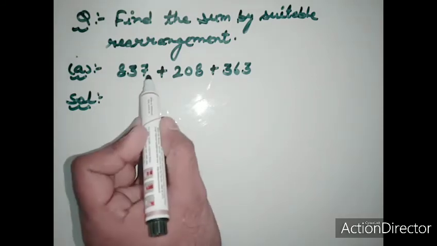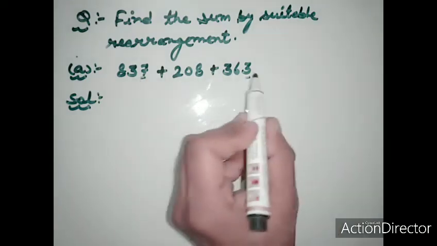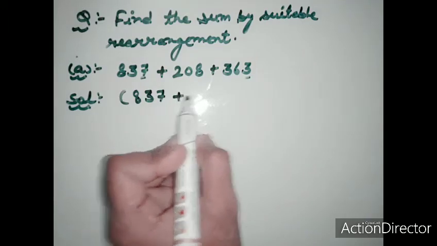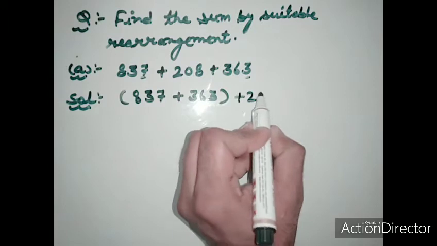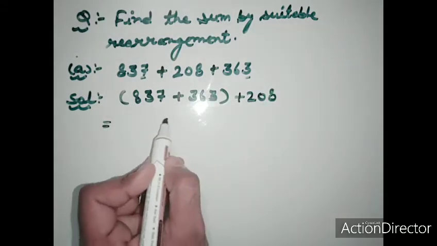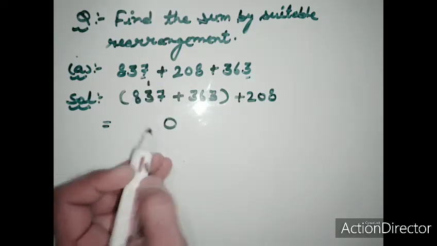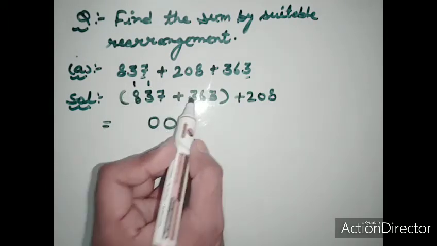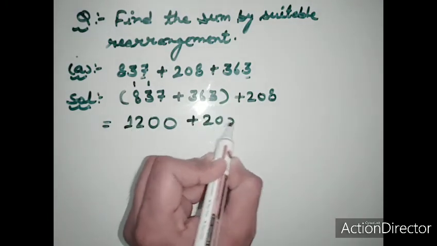So now here we all know that first we check these numbers, because 7 plus 3 equals 10. So here we arrange these numbers like 837 plus 363. First we add these two numbers, after that we add 208 with the sum of these two numbers. 7 plus 3 is 10, 0, 1 carry here. 6 plus 3 is 9, plus 1 is 10, 0, 1 carry here. 8 plus 1 is 9, 9 plus 3 is 12, plus 208.